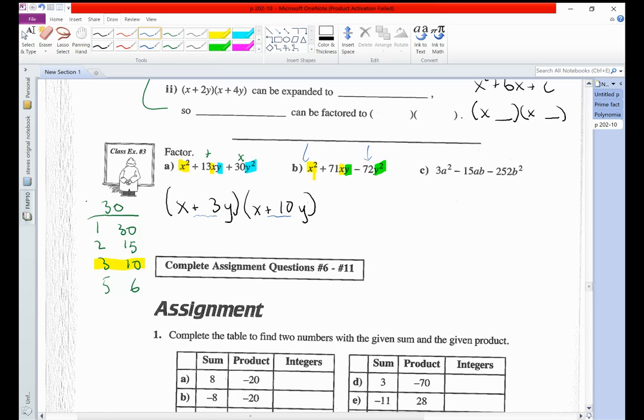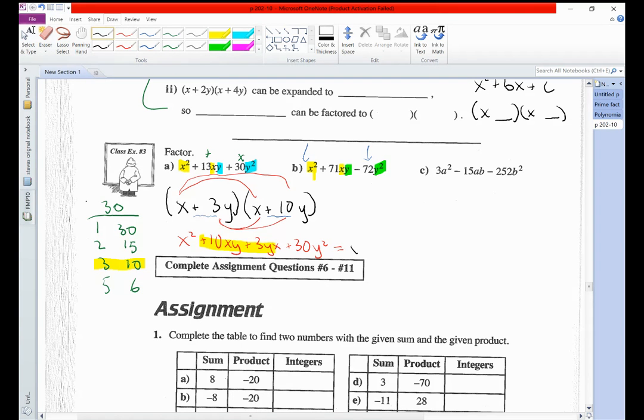I'm just going to FOIL these factors out quickly here and show you that it works. So we're going to go x times x. That gives us x squared. That's first. And then outside is going to be x multiplied by 10y, which is plus 10xy. And then we're going to do the inside. 3y multiplied by x is plus 3yx. And 3y multiplied by 10y is 30y squared.